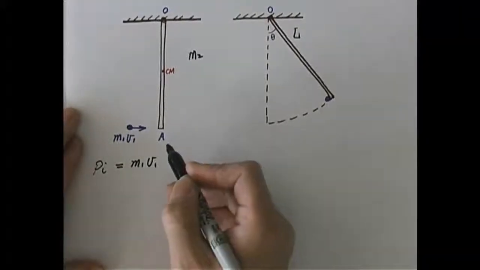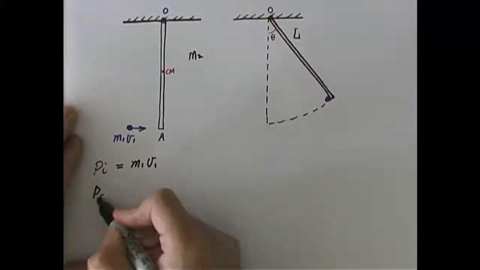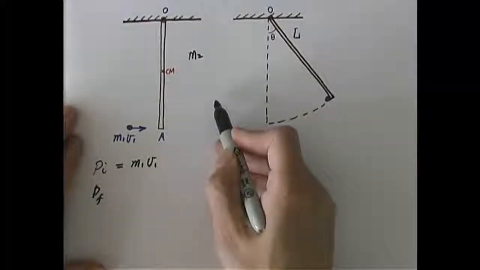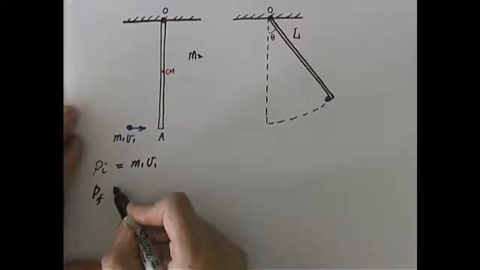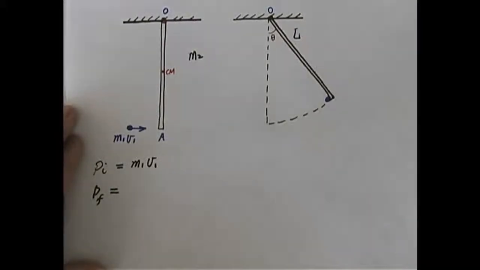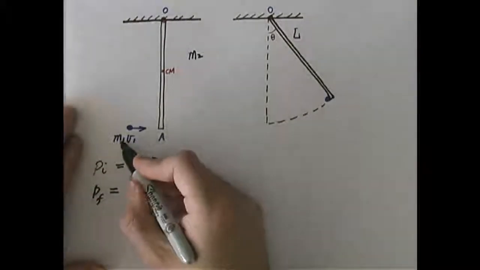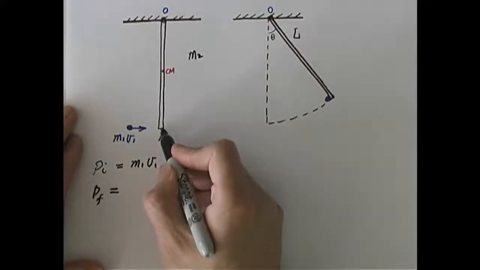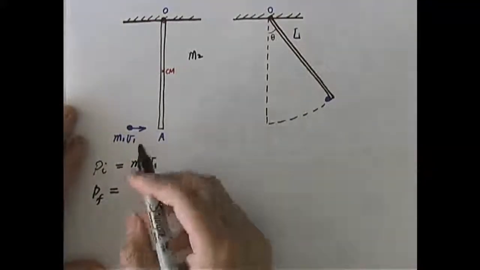There's no question about that. P final, right after the collision. Okay, the rod hasn't started moving up yet. It's just right after the collision ends. What's that equal to? Okay, let's say the end of the rod, point A, is now moving at speed v.